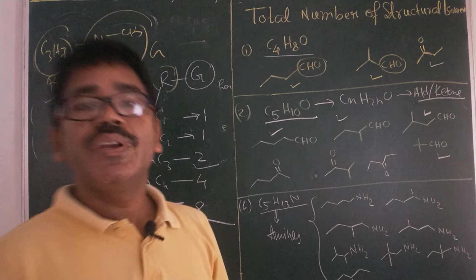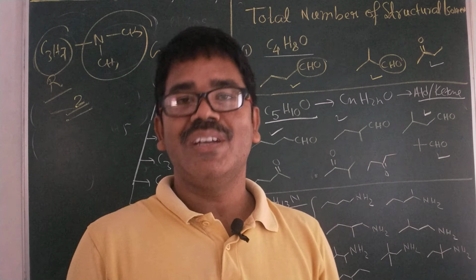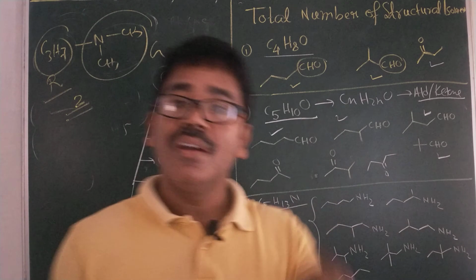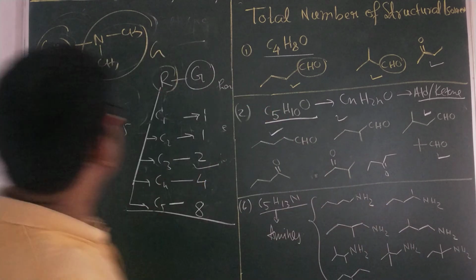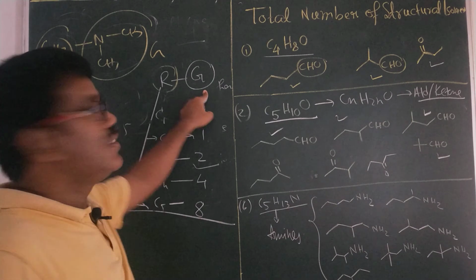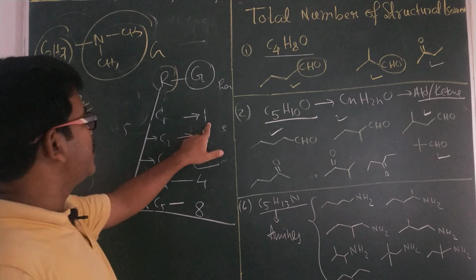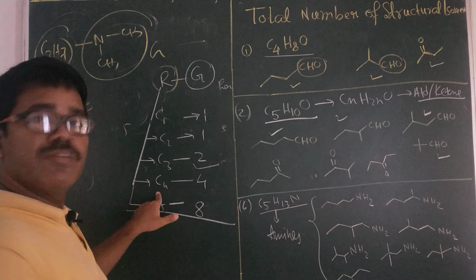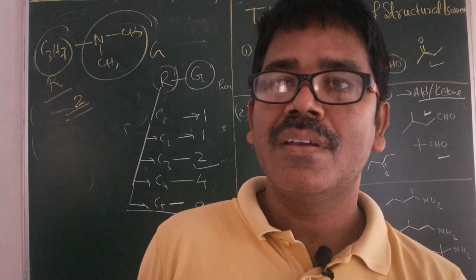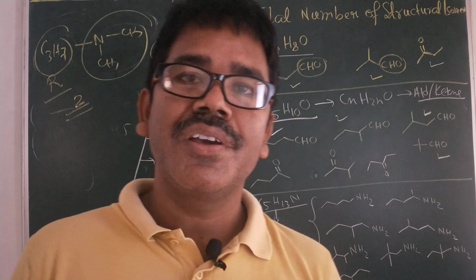Okay, this is how we can calculate the total number of isomers for a given molecular formula without drawing the structure. The only thing we should keep in mind is that we need to convert the molecule into this particular RG form, where G is the functional group and R is the alkyl group. In the R, if there is only 1 carbon, 1 isomer; 2 carbon, 1 isomer; 3 carbon, 2 isomers; 4 carbon, 4 isomers; 5 carbon, 8 isomers. Is it clear? Sure? My genius? Clear? Okay. Thank you.